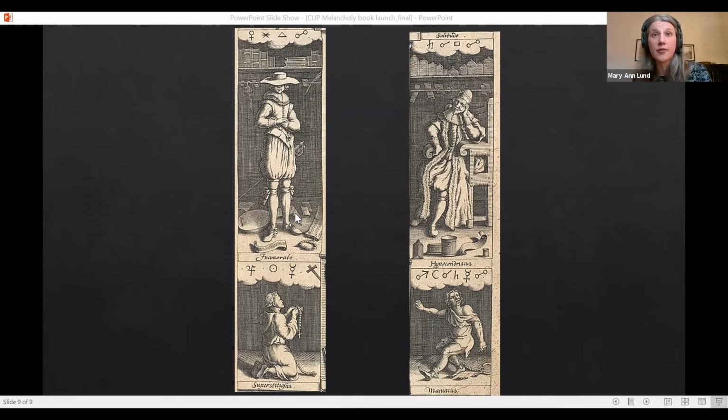And last of all, the maniac, the maniacus, who has a chain on him. If you think of Renaissance mental health as a long spectrum rather than something with lots and lots of different labels, at the more extreme end is the maniac, somebody who is completely irrational or in a frenzied state.